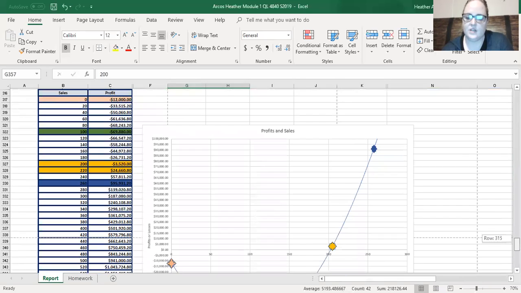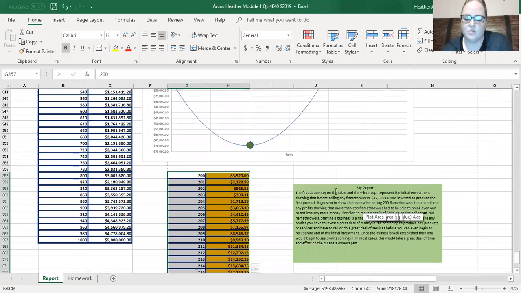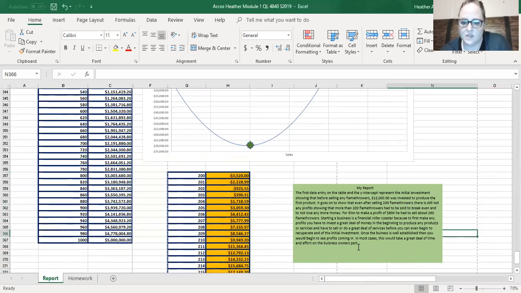The profits and sales. The first data entry on the table and the y-intercept represent the initial investment, showing that before selling any flamethrowers, $12,000 was invested to produce the first product. It goes to show that even after selling 200 flamethrowers, there's still not any profits, showing that more than 200 flamethrowers had to be sold to break even.